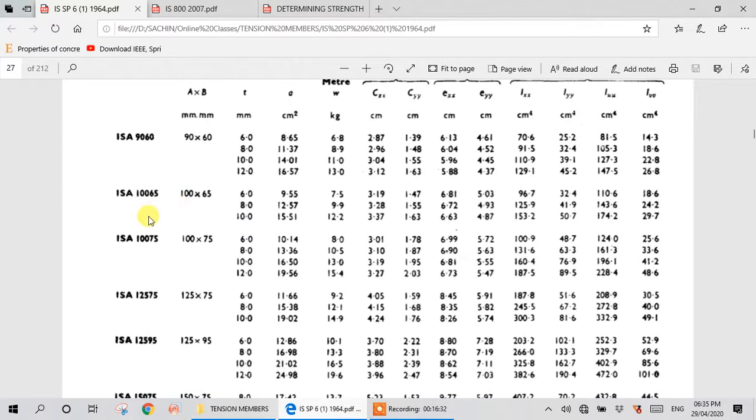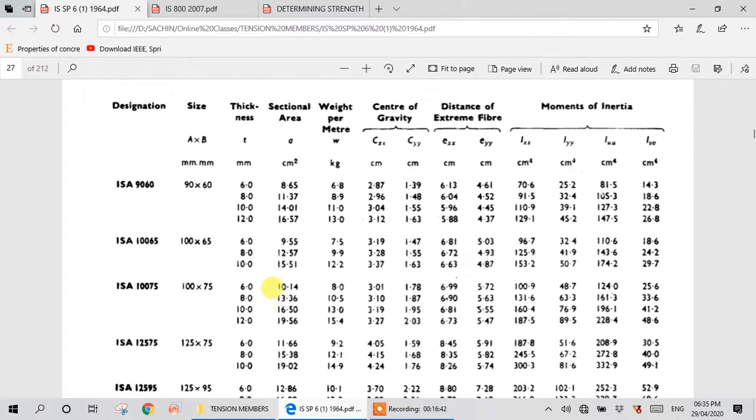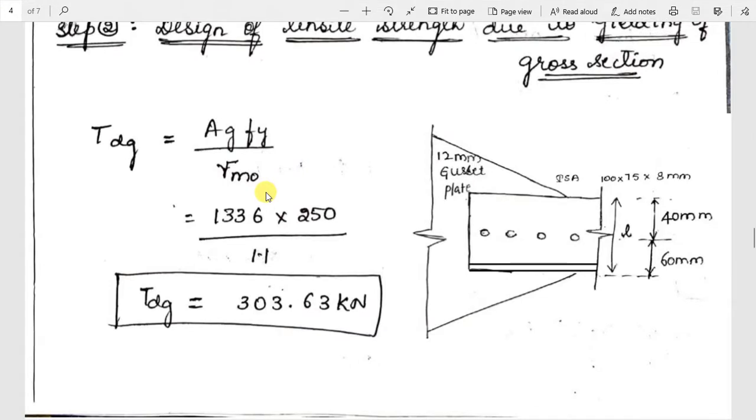So now I have opened a steel table for unequal angles, properties of unequal angles. So dealing with 175 and 8 mm, we need to deal with the properties along the second line. So area is given for 175 8 as 13.36 centimeter square. So the area of 175 8 mm is 13.36 centimeter square.